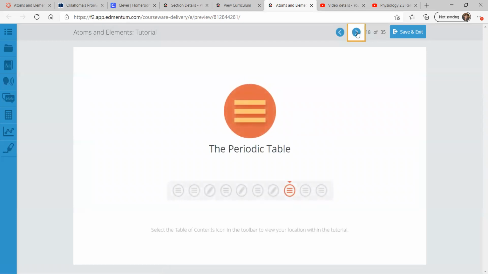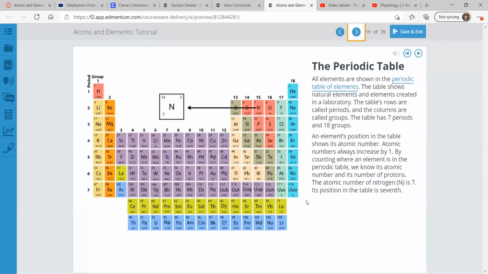So now we're going to talk about the periodic table. The periodic table shows all of the elements that we know of, right? The table shows natural elements and elements created in a laboratory. We call the rows periods. So horizontal rows are called periods.